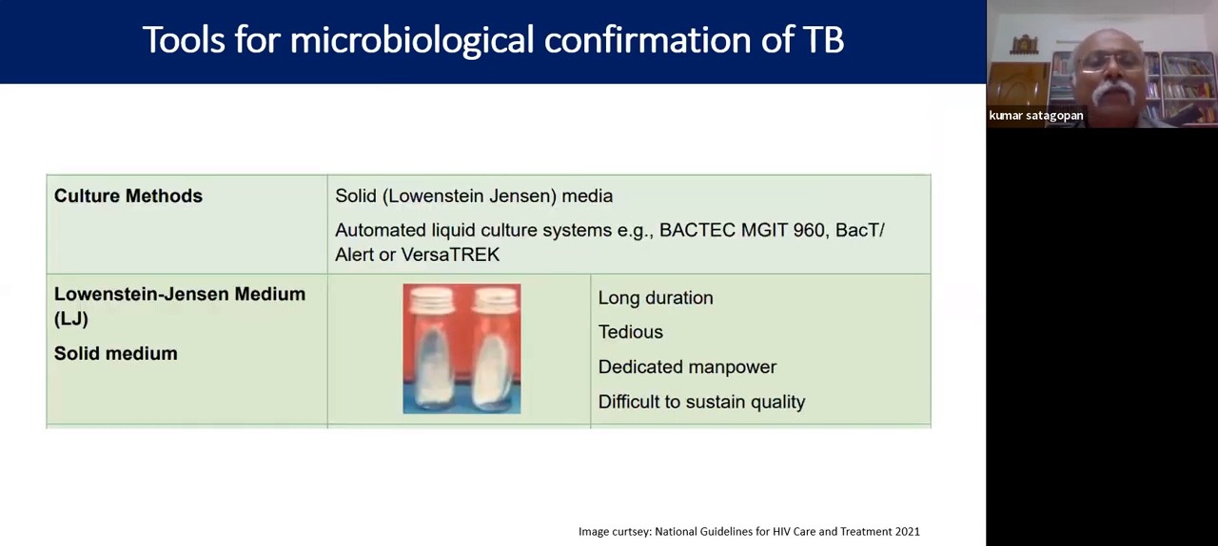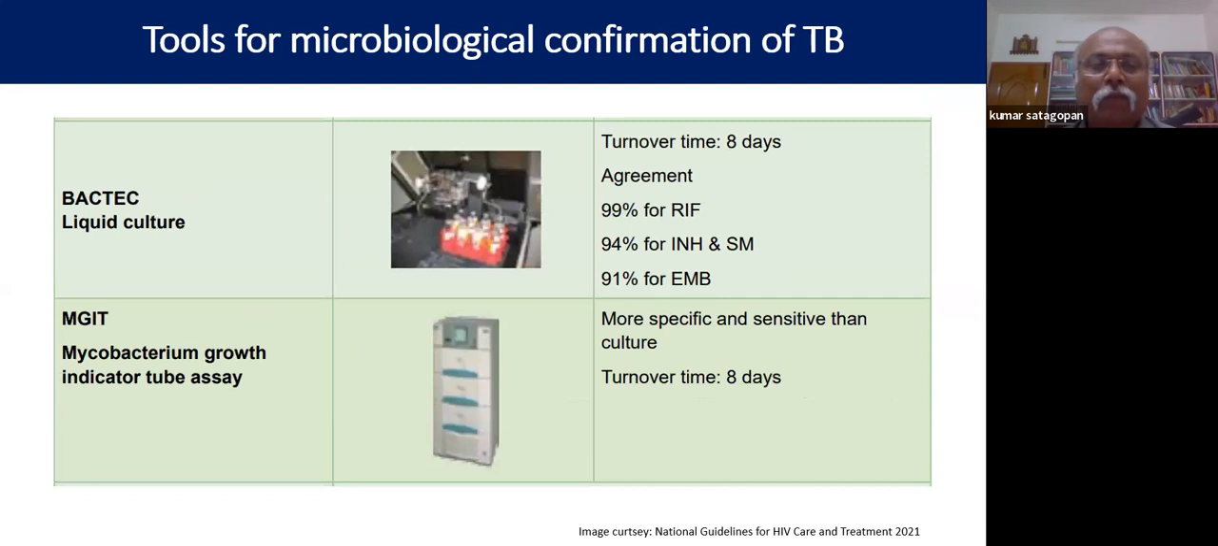Next slide. So then we have the solid LJ medium, conventionally long duration, this you all know. Then came the BACTEC. Now you have the MGIT. Next slide. MGIT is a liquid culture where 300 samples you can usually do, 8 days turnover time. The BACTEC has some radioactive material, so no more favor of MGIT, Mycobacterium Growth Indicator Tube assay. Large number of specimens can be easily diagnosed with immunofluorescence. That is the MGIT liquid culture.